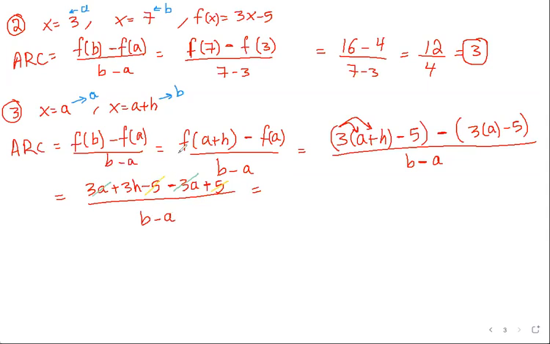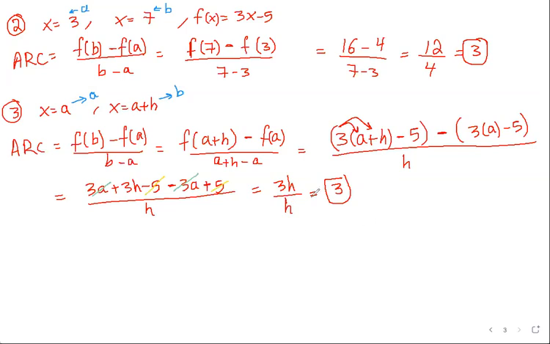Here b minus a. So my b is a plus h, minus a. I get here h, here h. So I get 3h over h, and the final answer is 3.